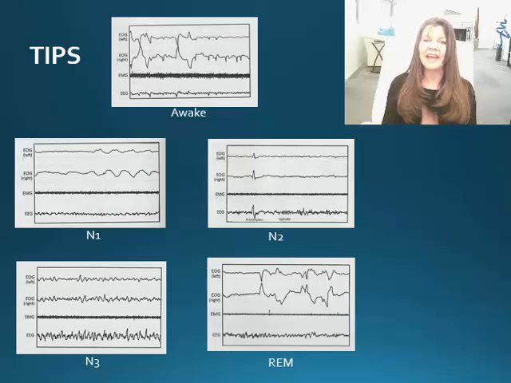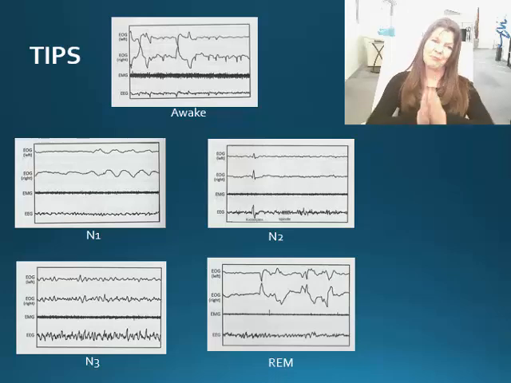Now, N3, slow wave sleep. This is your deepest, your best sleep. No real eye movements, right? Look at that closely. And still moderate EMG only. But look at the slower, high voltage, lower frequency waves. So those are delta waves. These are the highest voltage, the lowest frequency.